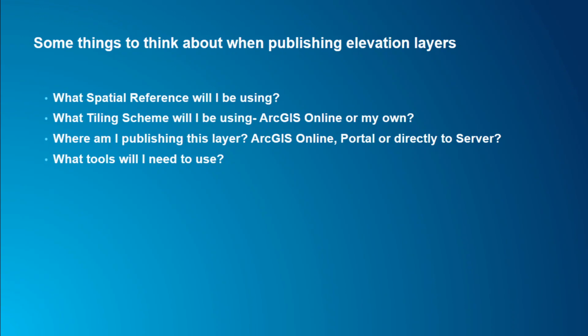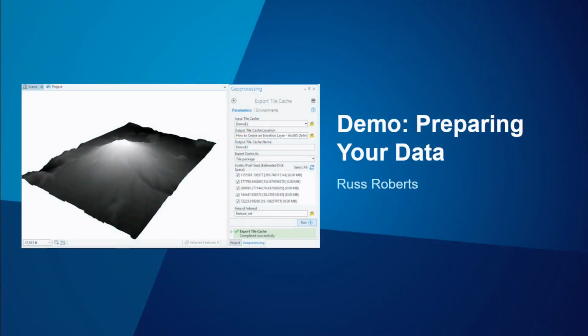So if you have ArcMap and you have an image service extension, you can create these tiled image layers and publish it directly to your server. And then, depending on those different scenarios, you'll have to think about the tools you'll need. So you'll either need to use the generate tile cache tool, or manage tile cache and export tile cache. So I'm going to show you how to actually create an elevation layer that you're going to be using in ArcGIS Online. So I'm going to jump over to my demo and quickly show you how to do this.